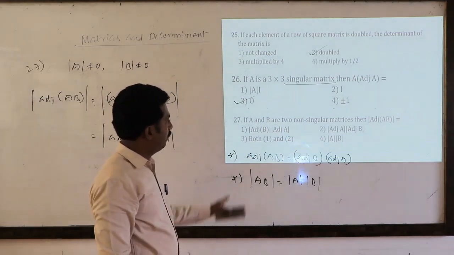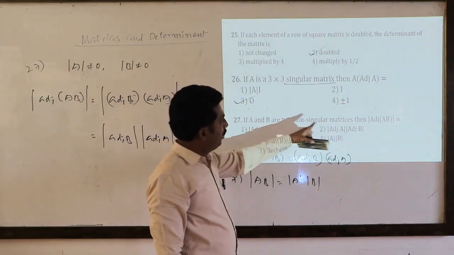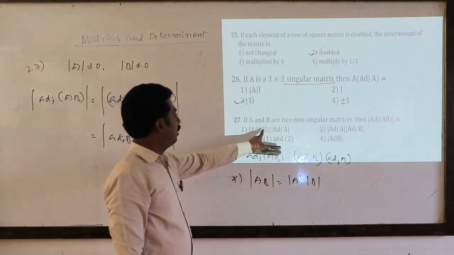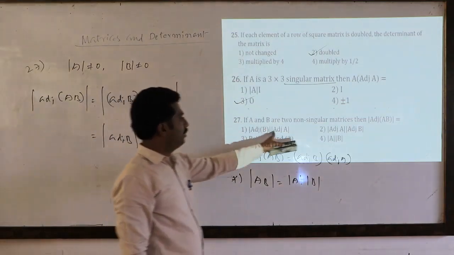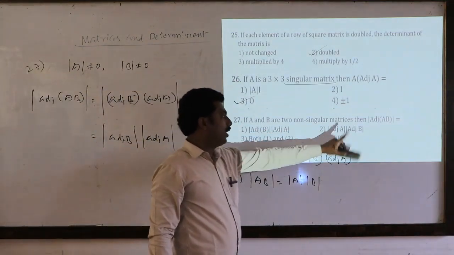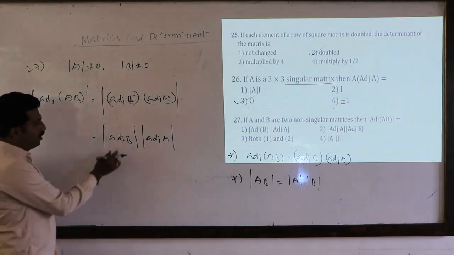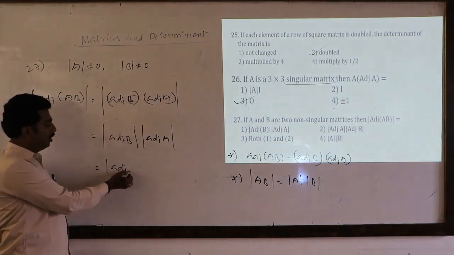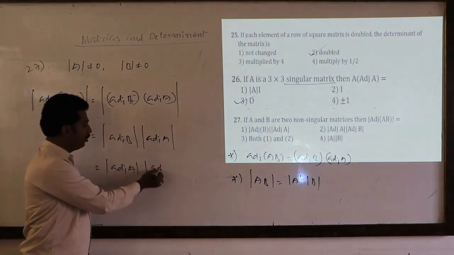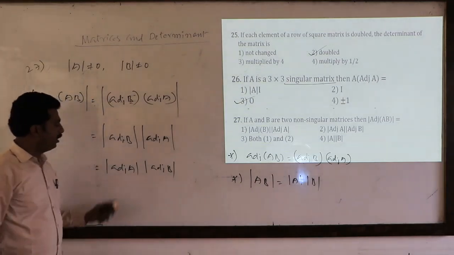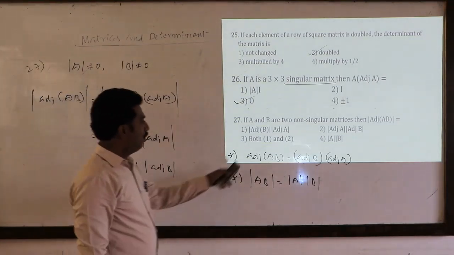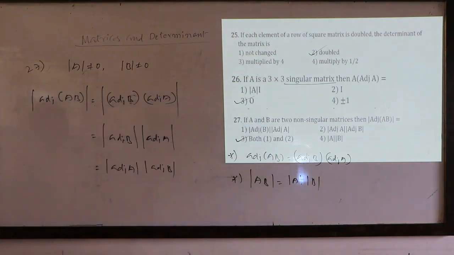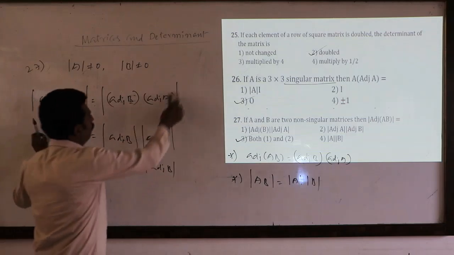Observe the four options. Determinant of adjoint of B into adjoint of A is right. Adjoint of A into adjoint of B is also correct, because A into B is the same as B into A in terms of determinants, so we can write determinant of adjoint of A into determinant of adjoint of B. This is also correct. So both 1 and 2 are correct options, so we have to give the third option as the answer. Like that we have to discuss.